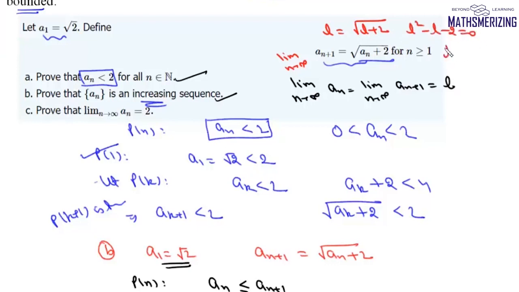Now from here we can say either the value of L is 2 or the value of L is minus 1. But L cannot take the value minus 1 because a1 is root 2 and the sequence is increasing. So the limiting point must have a value which is greater than root 2. That means in this case, the value of the limit point will be 2. So we can say that the limit as n tends to infinity of an will be simply 2.